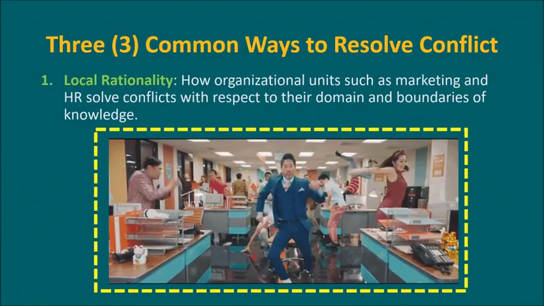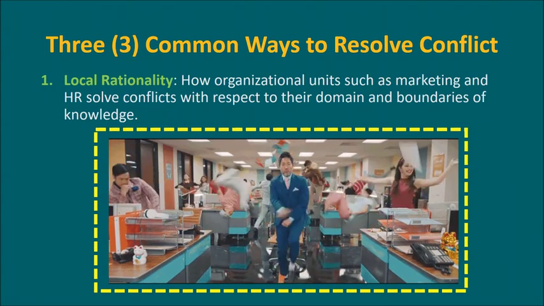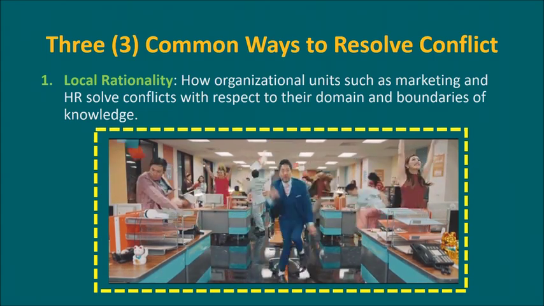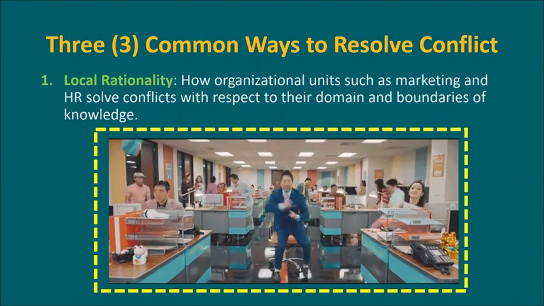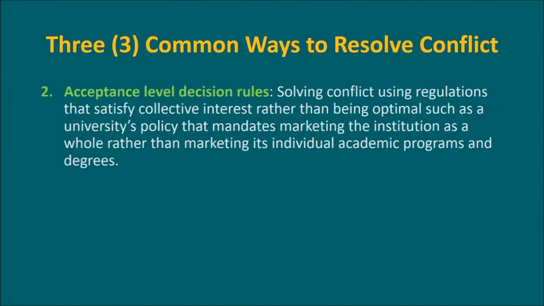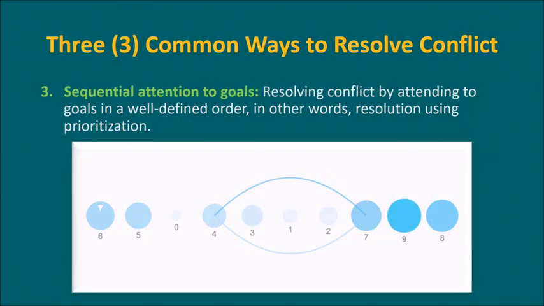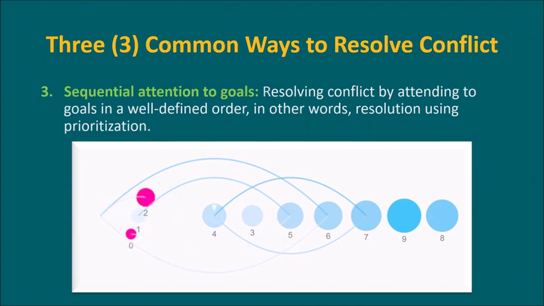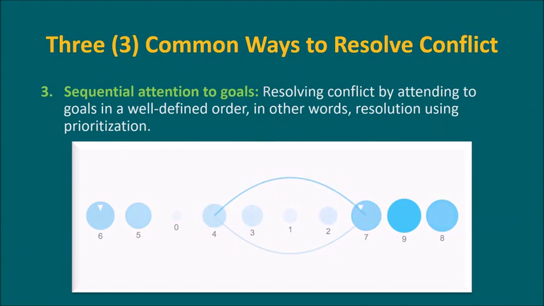Local rationality, which refers to how organizational units, such as marketing and HR, solve conflicts with respect to their domain and boundaries of knowledge. Acceptance level decision rules, which implies solving conflict using regulations that satisfy collective interest rather than being optimal, such as a university's policy that mandates marketing the institution as a whole rather than marketing its individual academic programs and degrees. And sequential attention to goals, which signifies resolving conflict by attending to goals in a well-defined order. In other words, resolution using prioritization.